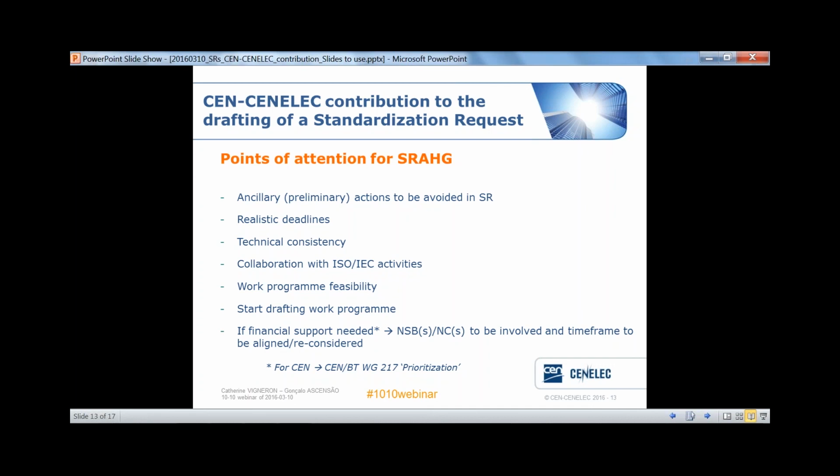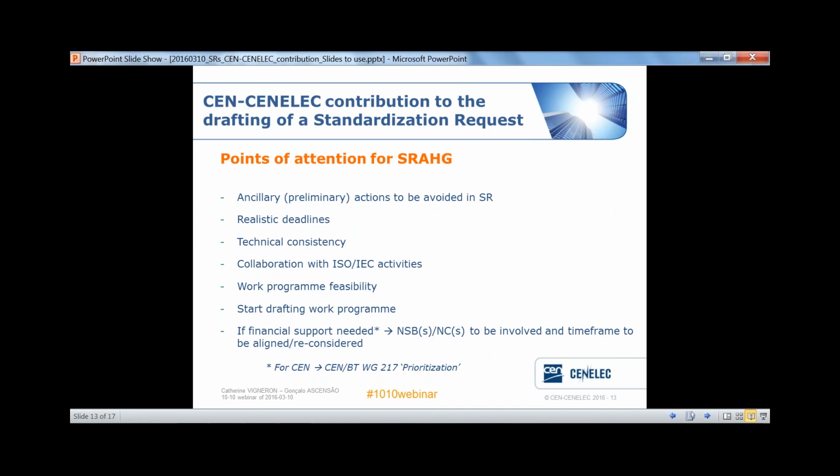An important point is also that if we will need financial support, this needs to be taken into account during the standardization request development. Essentially, the financial support will not be a precondition for the acceptance of the standardization request. The financial support can only be a tool to support and to facilitate the achievement of the technical work.